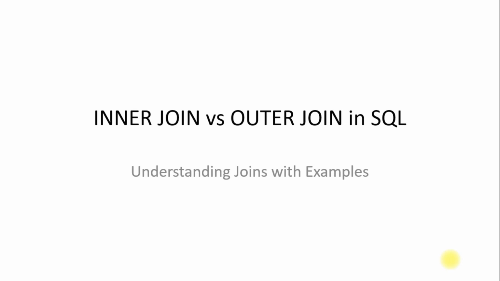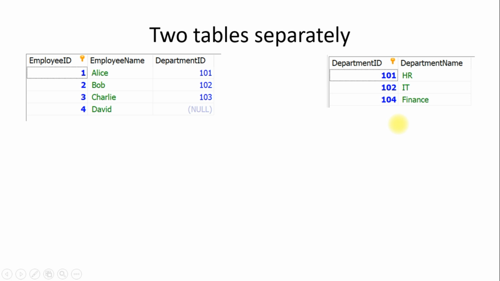Hi friends, in this video we will be discussing the comparison between inner join and outer join. Let's say we have two different tables. One is the employee profile table on the left hand side and the department table on the right hand side.